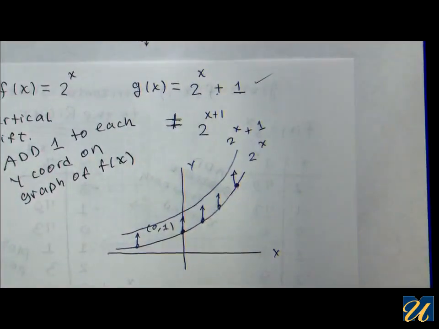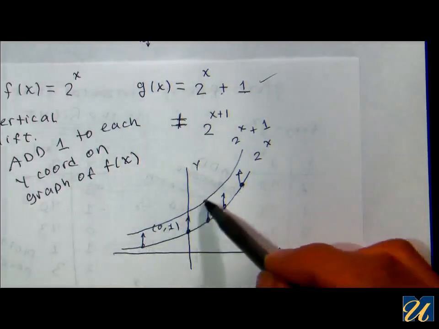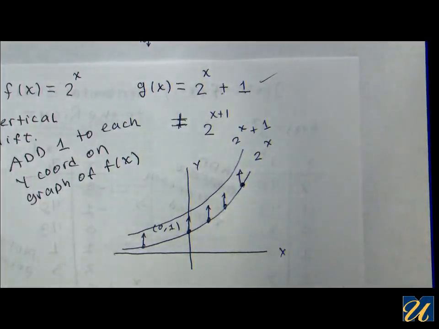So the idea of the graph transformation certainly applies. If you want it to be accurate, plot points. Take the points on 2 to the x, and for the very same x coordinates, add 1 to each y coordinate, and you'll get the graph of our new function here, 2 to the x plus 1. Let's go on to the next problem.